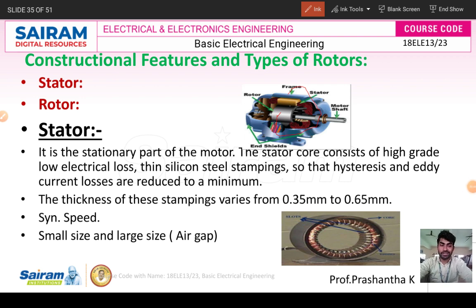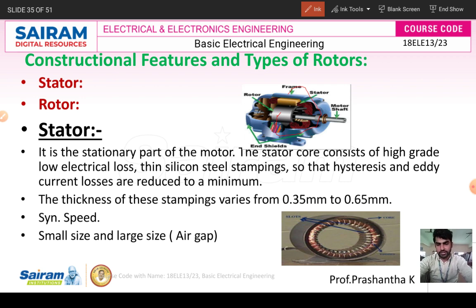There is no complication in the design, everything. The thickness of the stampings, like in the stator slots or stator poles, is 0.35 mm to 0.65 mm. The thickness of the lamination is there to eliminate eddy current losses, not hysteresis losses. Hysteresis losses depend upon the volume. Eddy current loss depends upon the thickness of the stamping, the thickness of the lamination.